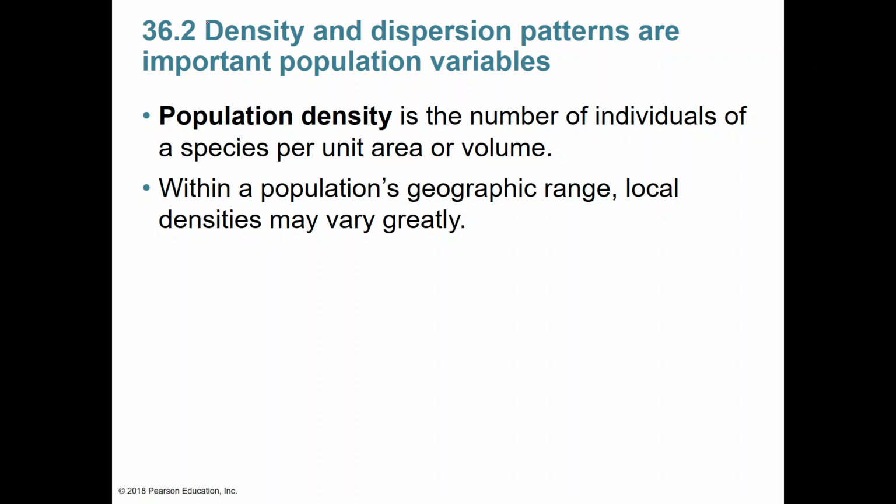These populations can vary greatly. There can be a population of the same species in one geographic location which is much, much larger and much more dense, so many more animals per square unit, than in a different geographic range. We'll talk about the different types of environmental factors that can lead to changes in population densities in different locations.